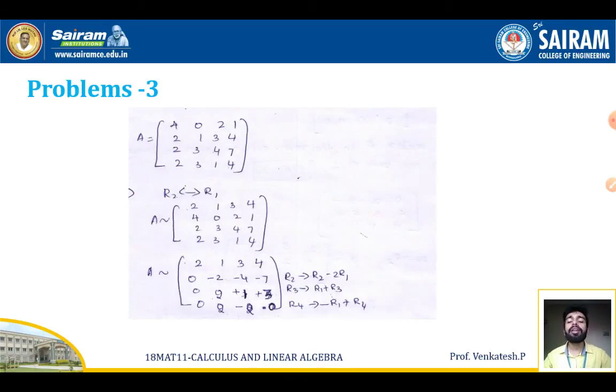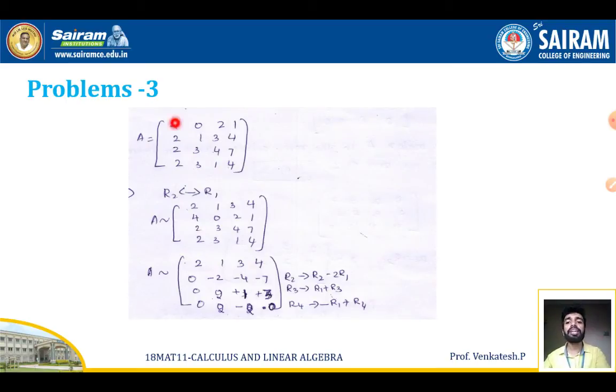One more example. A 4 cross 4 matrix is given here: 4 0 2 1, 2 1 3 4, 2 3 4 7, 2 3 1 4. Same thing here also. The first entry of the first row is very large, so it is very difficult to perform the operations. To make it smaller, I can interchange any two rows. According to the properties of elementary row transformation, we can interchange any two rows. So I'm going to interchange the row R2 with R1.